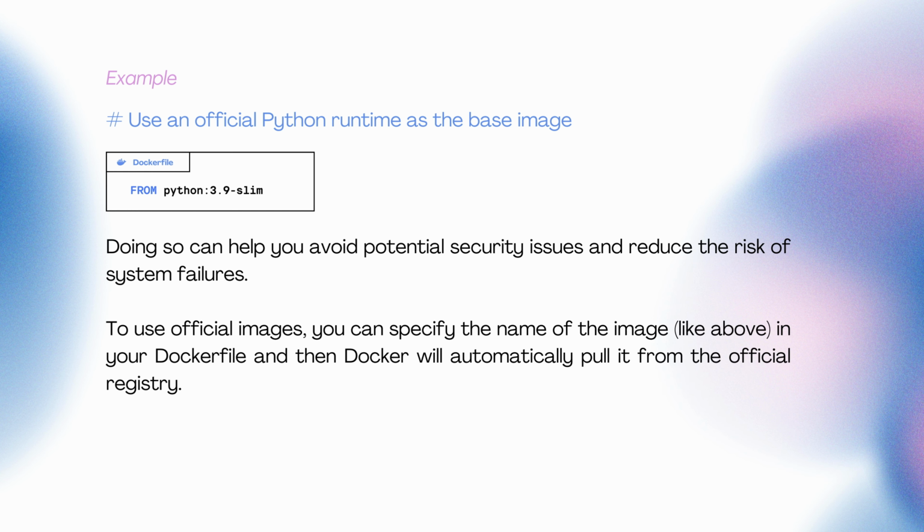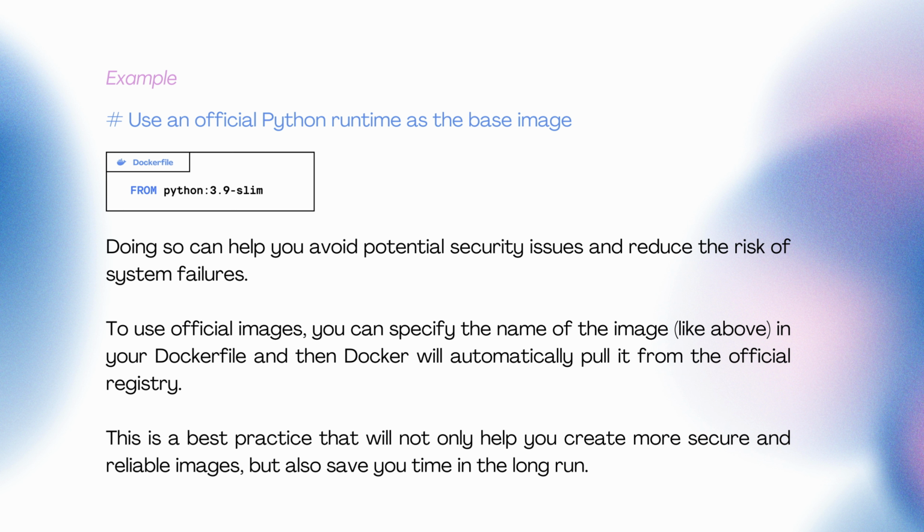In order to use official images, you can specify the name of the image, like we did just now, in your Dockerfile, and then Docker will automatically pull it from the official registry. This is a best practice that will not only help you create more secure and reliable images, but also save your time in the long run.